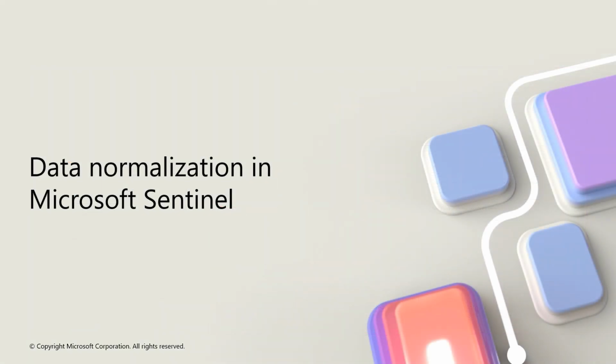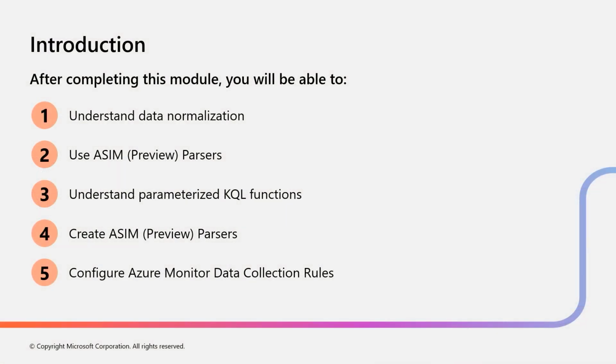So with that, we're going to dive right into our sixth module. Our sixth module is going to be talking about data normalization within Microsoft Sentinel. After you've completed this module, you'll be able to understand what data normalization is. You'll understand what an ASIM parser is, which is still in preview. You'll be able to understand parameterized KQL functions. You'll be able to create an ASIM parser. And finally, you'll be able to configure Azure Monitor data collection rules.